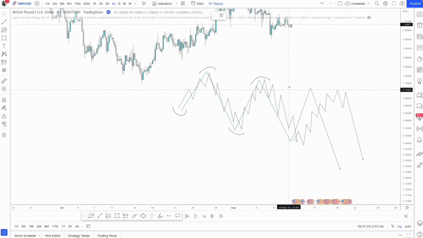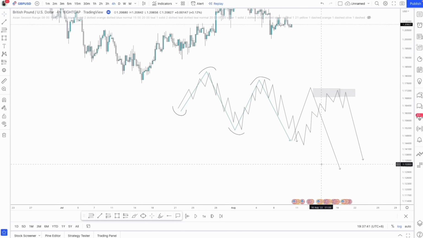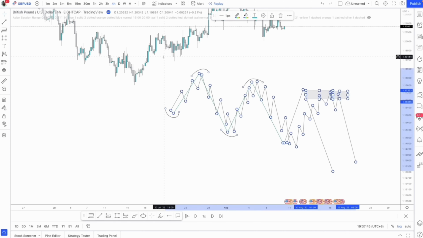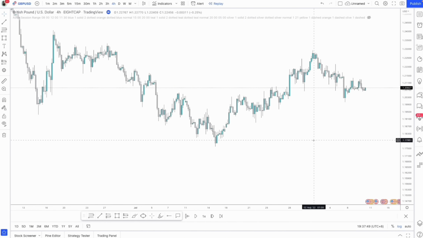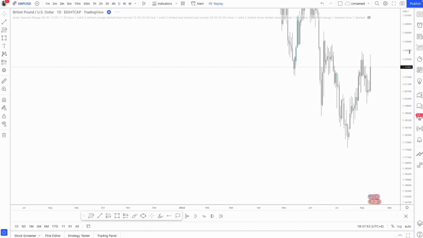So knowing that, where are the supply levels that caused the first change of character in here, that caused the break of structure? So let's actually apply this knowledge now over on the actual charts. So guys, welcome to the charts. Now, let's start on the daily time frame.